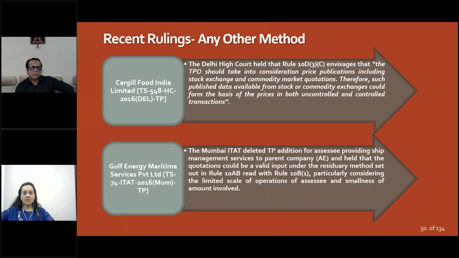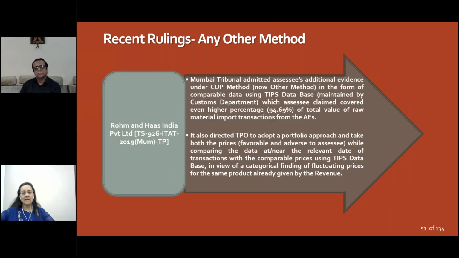Again, there are rulings available on other methods. These were originally on CUP, which allowed the use of publications, etc. And then subsequently other method came into our law. So in 2016 we have Cargill, Gulf, and now we have Roman Haas. This is on TIPS database and customs data, which are maintained. So yes, all these databases can be used.